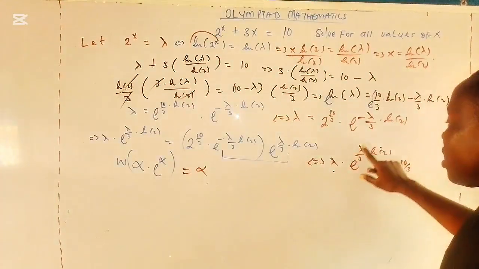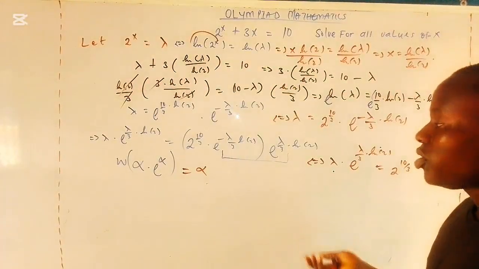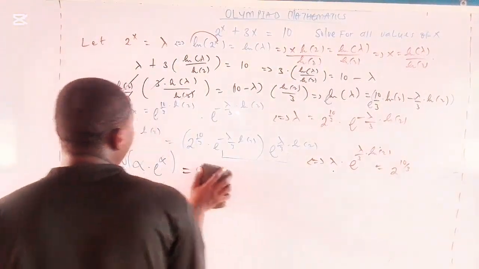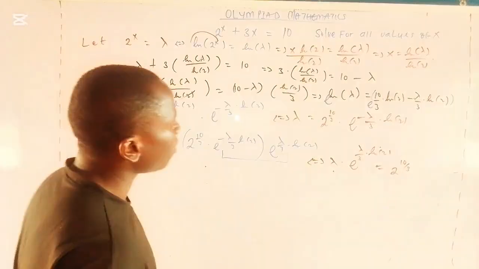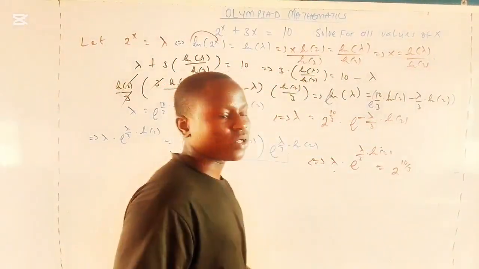Now I have lambda already, but here I have lambda over 3 multiplied by natural log of 2. So what do you think we can do? This is what we are going to do. We are going to multiply both sides by 1 over 3 multiplied by natural log of 2, so that this and this have the same function.